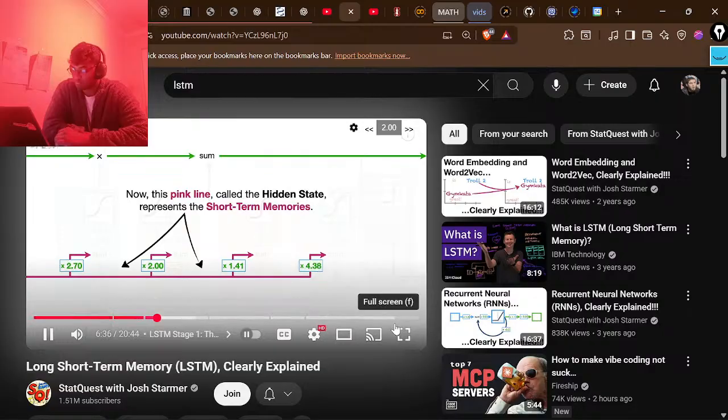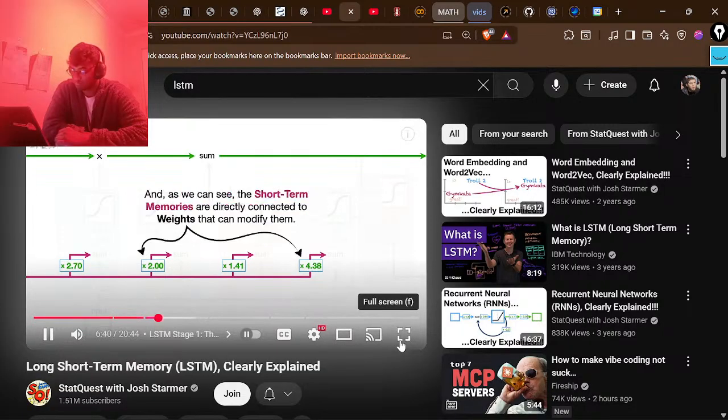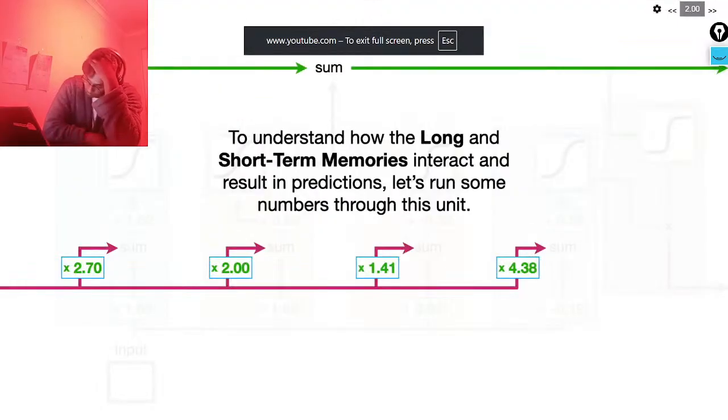The pink line, called the hidden state, represents the short-term memories. And, as we can see, the short-term memories are directly connected to weights that can modify them. To understand how the long and short-term memories interact and result in predictions, let's run some numbers through this unit.